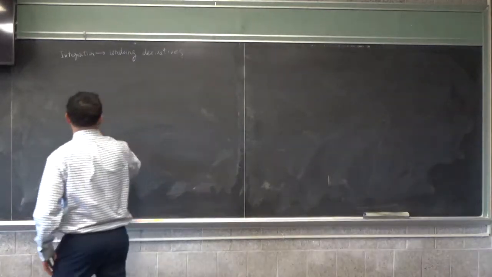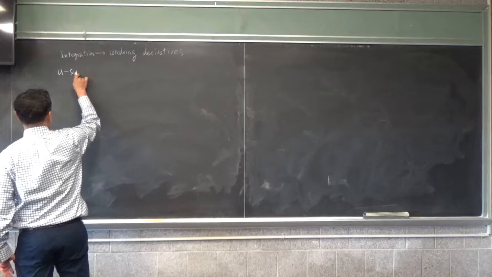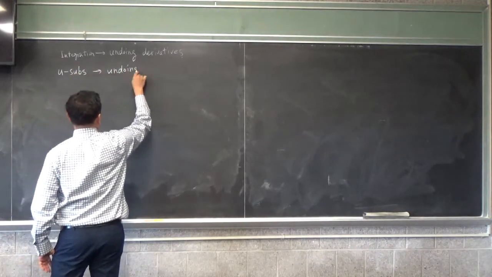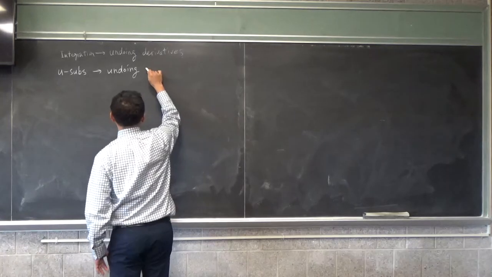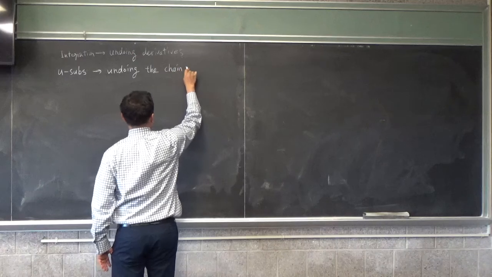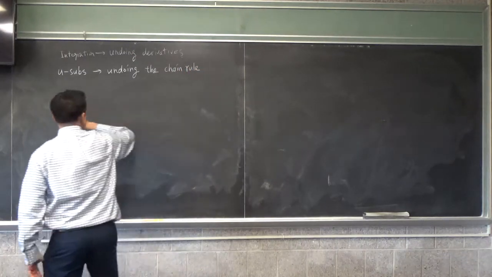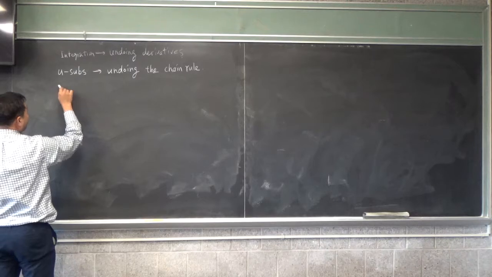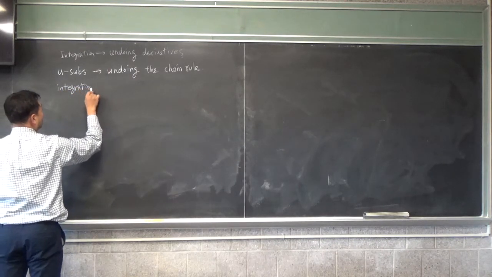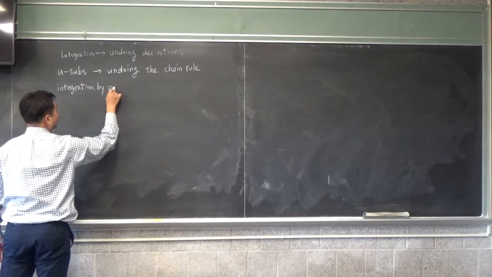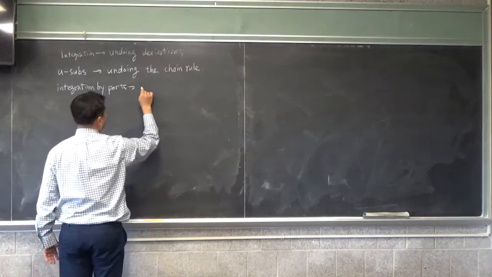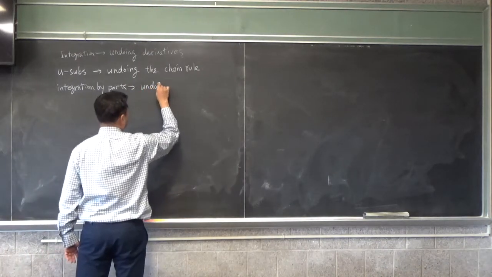Okay. What's U substitution? Undoing the product of the derivative. Not the product. Undoing what? Chain rule. And what we are going to do today is called integration by parts. And this will be undoing what? Yeah.